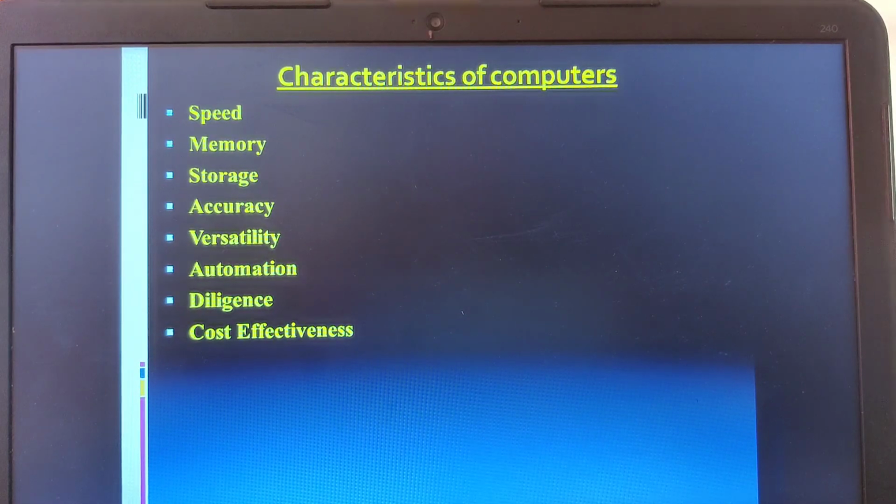Usually in any company, if only manual work has to be done, we need at least 4 to 5 employees. If I have one computer, 1 or 2 persons are also fine. It will work very fast compared to manual working, and hence it will also reduce the cost. So these were all the characteristics of a computer.